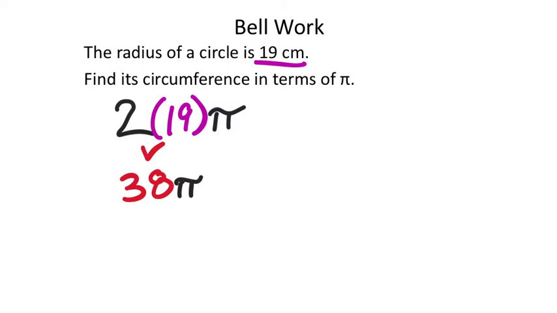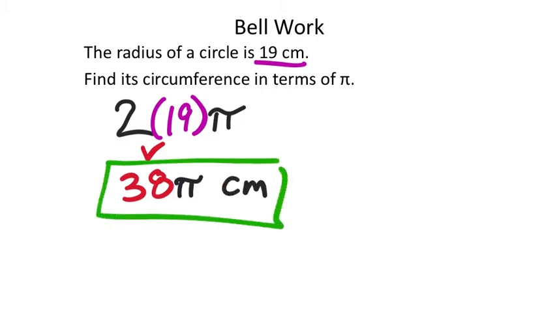And yeah, we'll just label this one in centimeters, I guess. Don't forget the label. Yeah, 38 pi centimeters. That's the answer in terms of pi. If we wanted to change this into a decimal, which we could, you just push the double arrow button right above the enter button, and then it will do that for you.